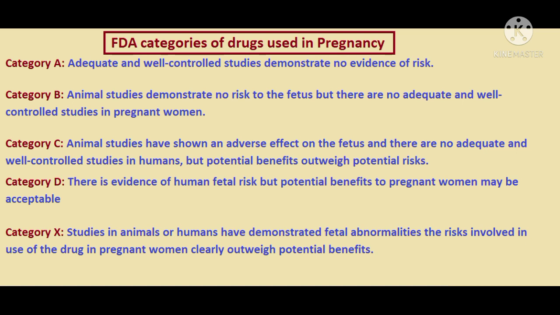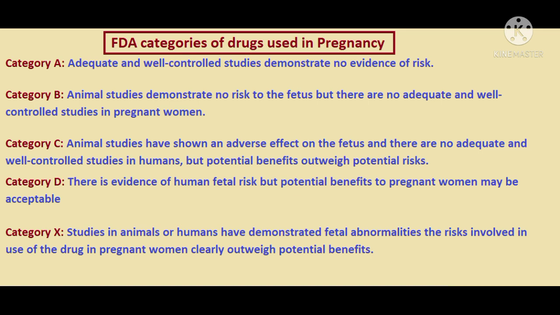Category A drugs denote no risk in controlled human studies. Adequate and well-controlled human studies have failed to demonstrate a risk to the fetus in the first trimester of pregnancy, and there is no evidence of risk in later trimesters too. In the case of category B, animal reproduction studies have failed to demonstrate a risk to the fetus, and there are no adequate and well-controlled studies in pregnant women. Or animal studies have shown adverse effects, but adequate and well-controlled studies in pregnant women have failed to demonstrate a risk to the fetus in any trimester.